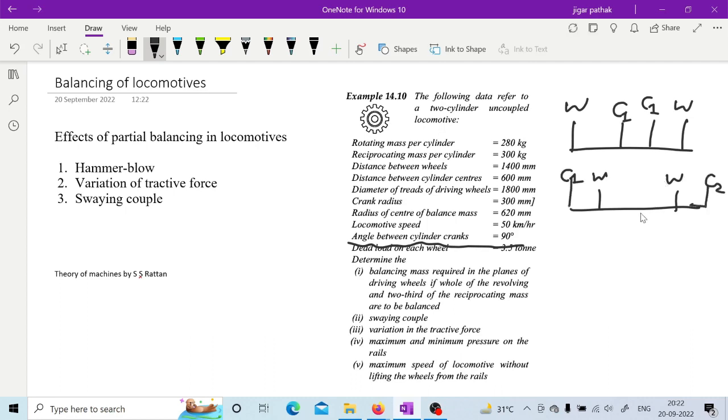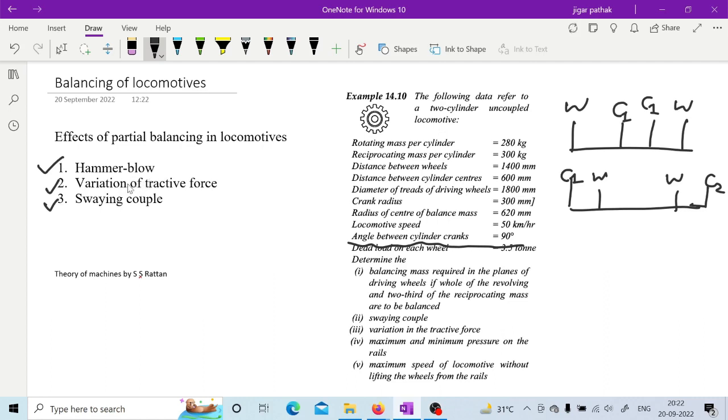And one more thing is that if coupling rod of locomotive will be there, then plane of coupling will also be added. So basically, in case of balancing of locomotives, you will have this unbalanced mass in different planes, and again you have to balance it. If we go for specific things in case of locomotives, then these three are the main forces or couple you have to take care of.